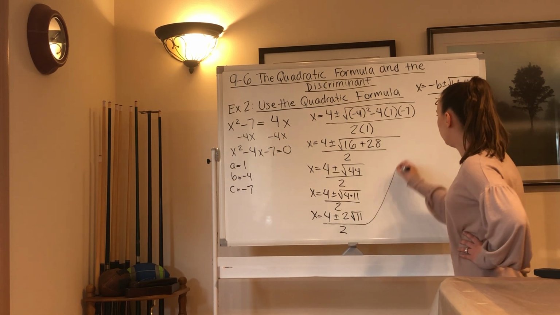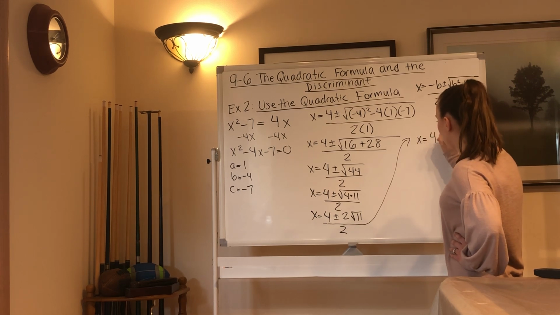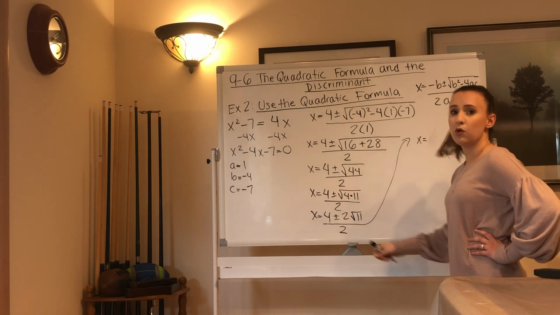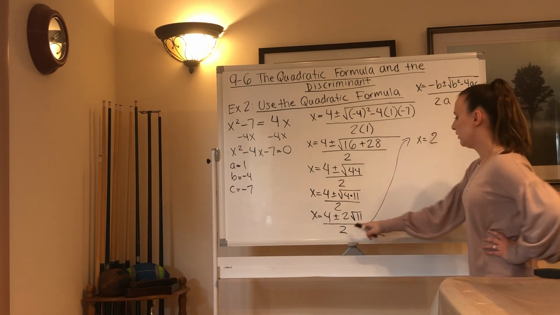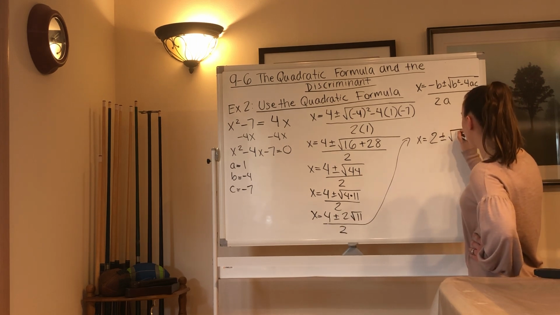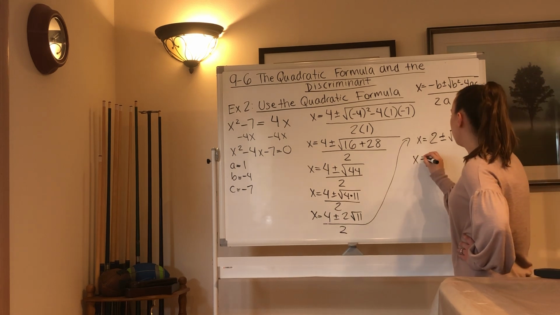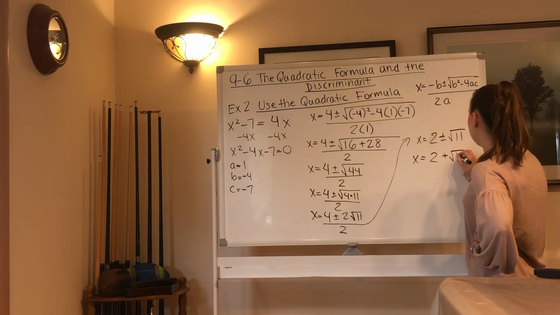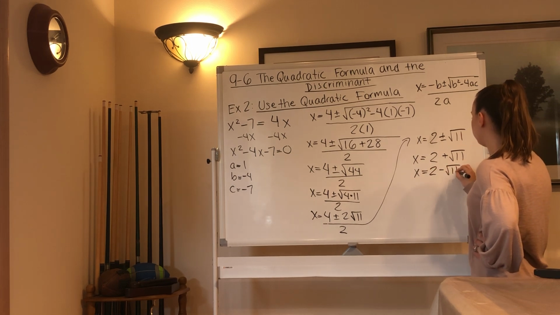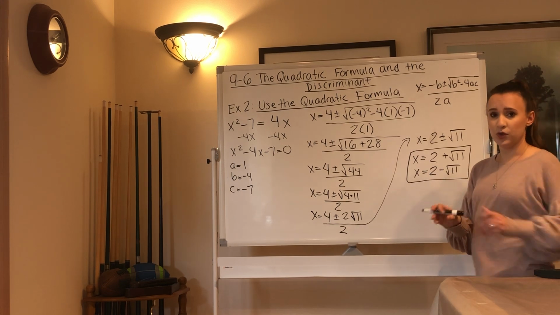So now we have x equals 4. Oops, not 4, sorry. 2 goes into 4 twice. And then 2 goes into 2 once, so plus or minus radical 11. So our two solutions are x equals 2 plus radical 11 and x equals 2 minus radical 11. Now Mr. Rabel is going to teach you a word problem.